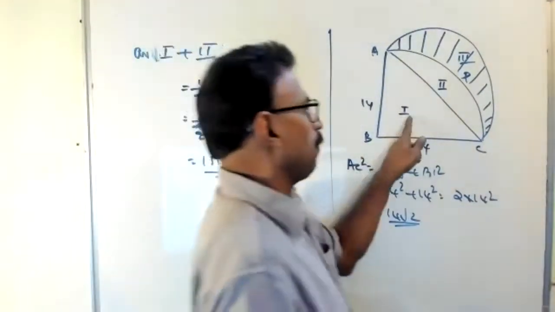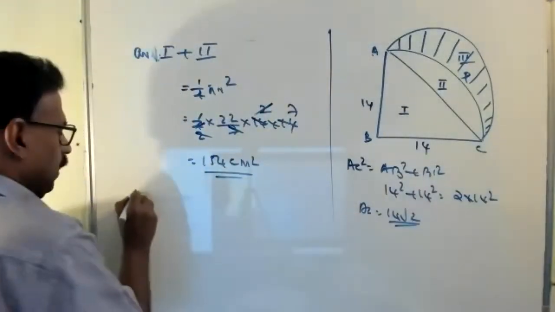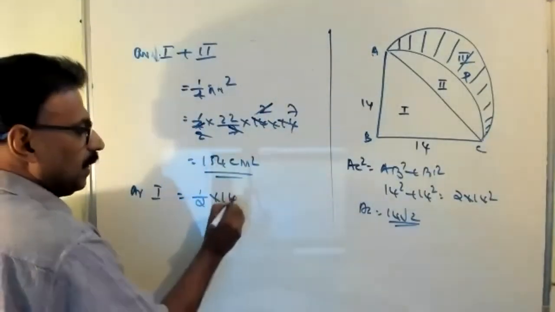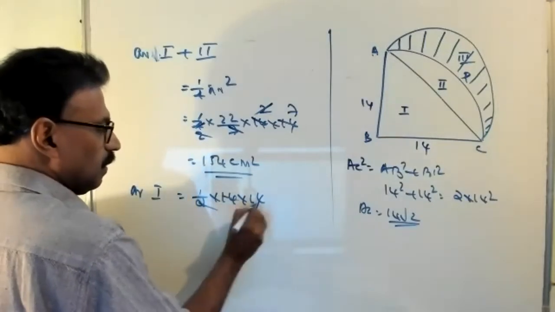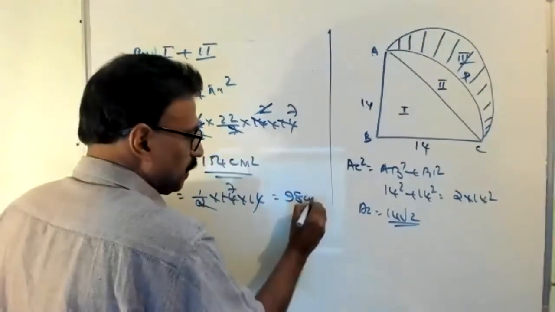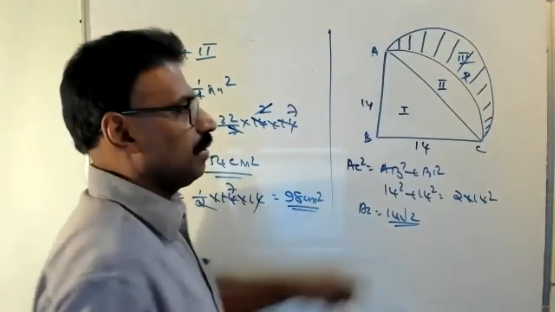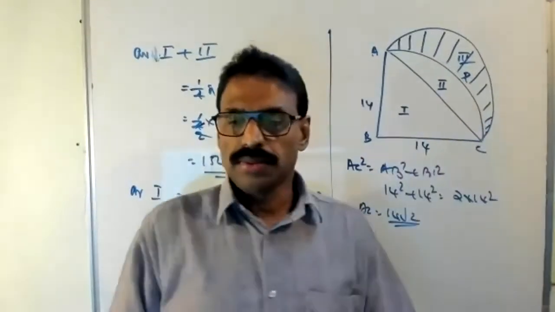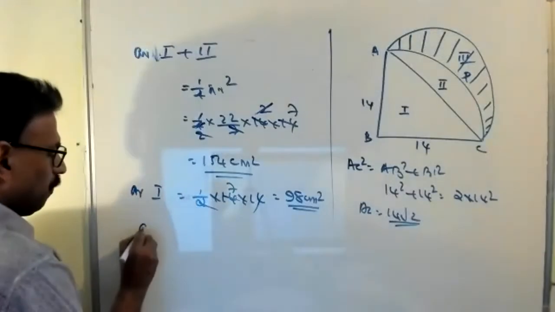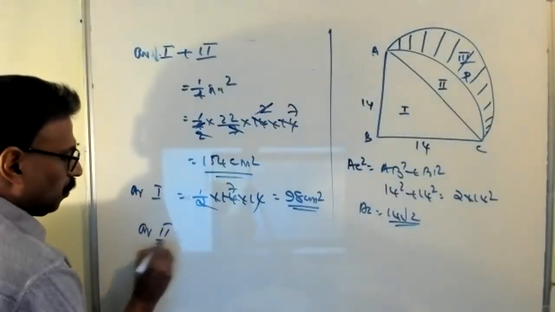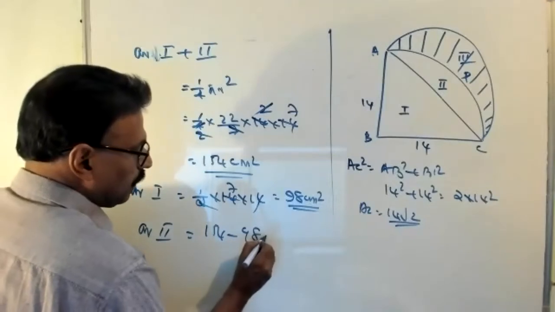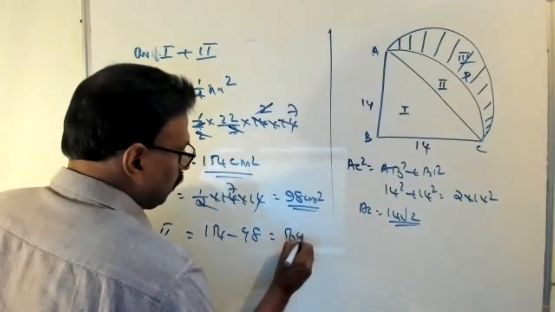Okay. Then we find out part 1. Area of part 1 is half into 14 into 14, which is 98 centimeter square. We now have part 1 and part 2, and part 1 also. Therefore, area of part 2 is 154 minus 98 equals 56 centimeter square.